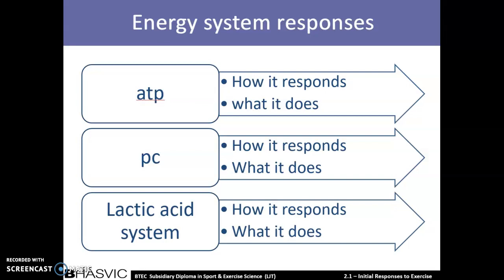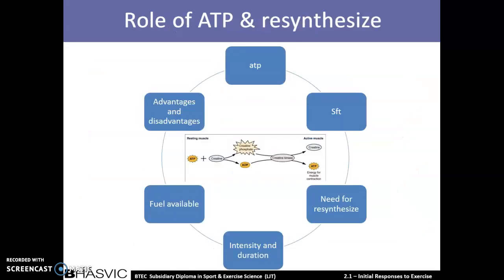Next is the energy system responses. The role of ATP and resynthesis. ATP is what helps the muscles to contract and is the only thing that allows muscles to contract, through the bonds of adenosine triphosphate. These are high energy bonds. This is a type of potential energy, an exothermic reaction. When these bonds are broken, it releases energy, catalysed by ATPase.